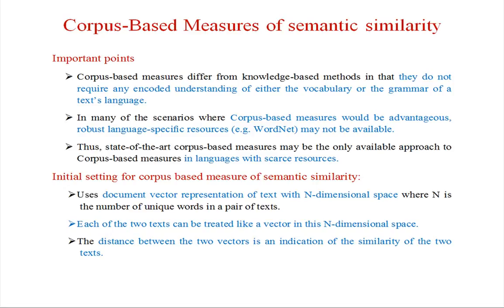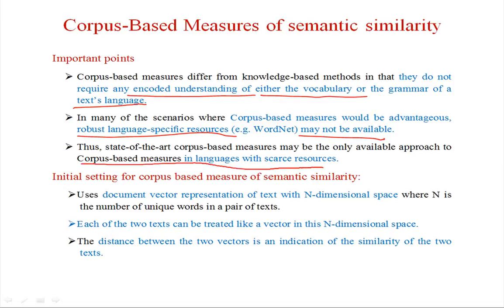For that we can use corpus-based measures, which differ from knowledge-based methods in that they do not require any encoded understanding of either the vocabulary or grammar of the text language. In many scenarios where corpus-based measures would be advantageous, robust language-specific resources like WordNet may not be available. Thus, state-of-the-art corpus-based measures may be the only available approach for languages with scarce resources.